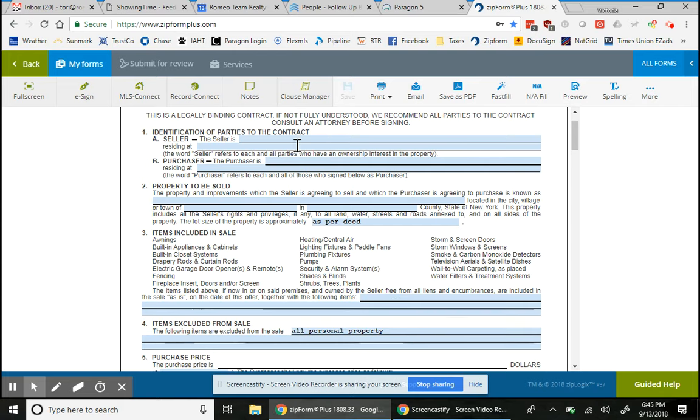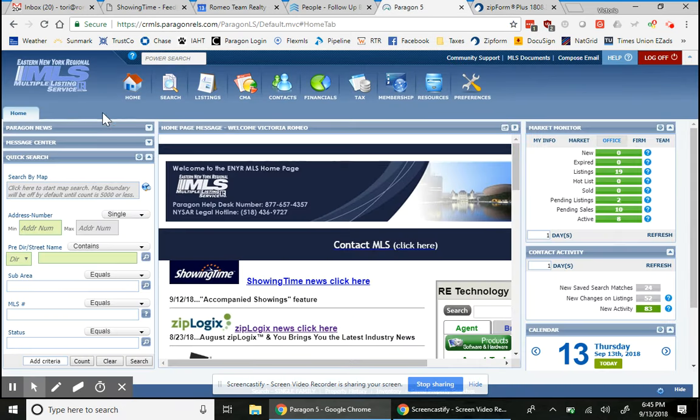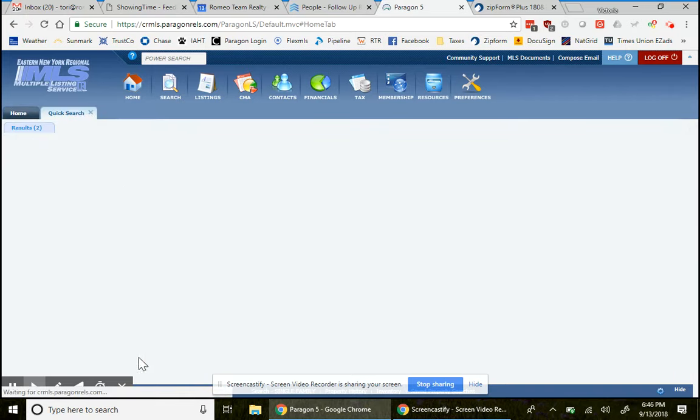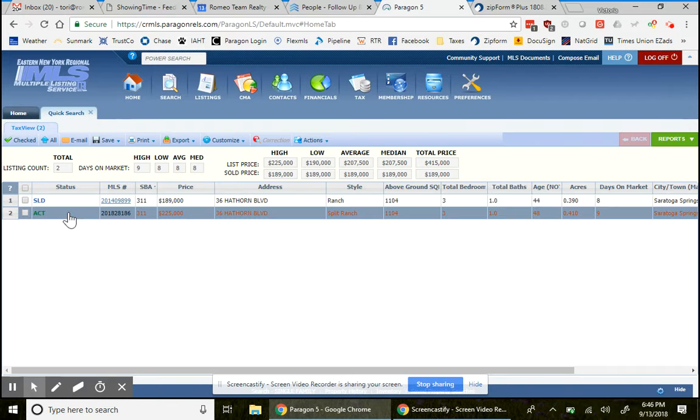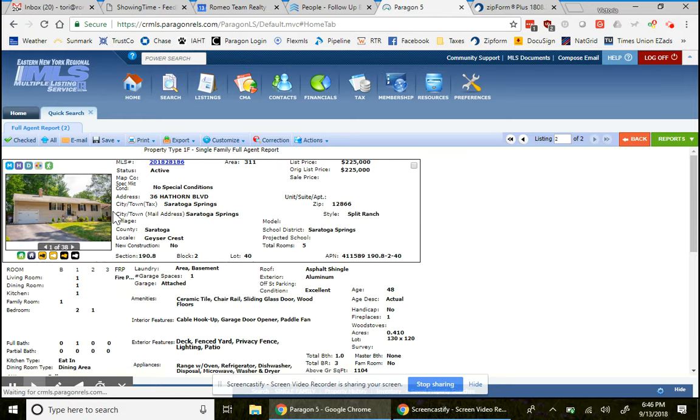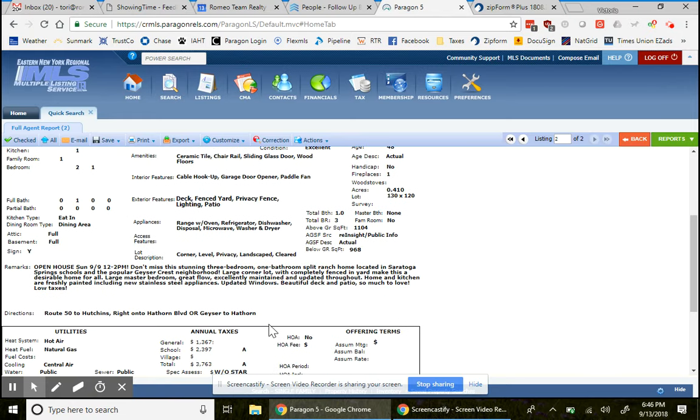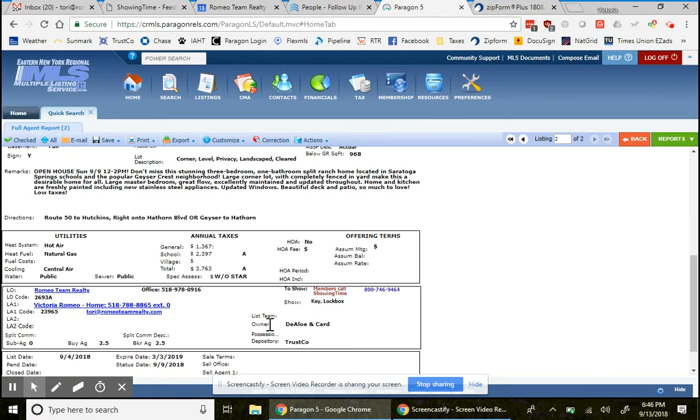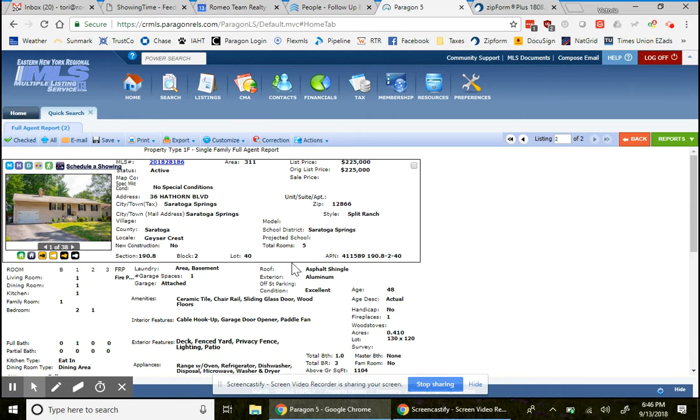Where do you get the seller's name and information, might you ask? You can go into, obviously, Paragon, and let's pull up my listings right now, 36 Hathorn. So you can go into the listing, because usually when you're typing up a purchase contract, you'll have the listing in front of you, right? So you can do one of two things. Sometimes the agent, I always just put the last name because I hate putting everybody's full name there.